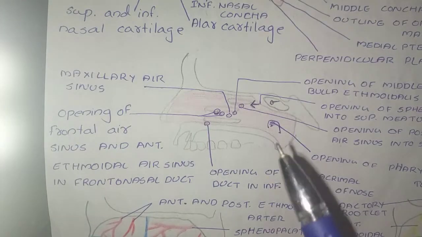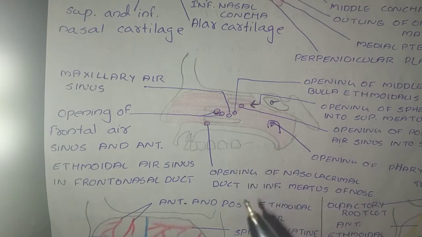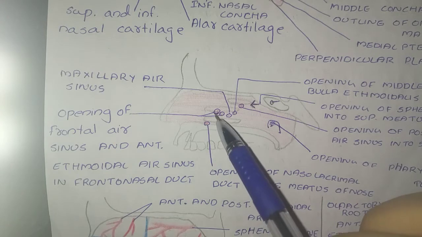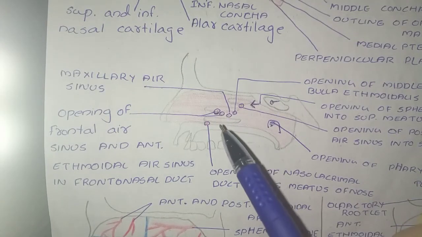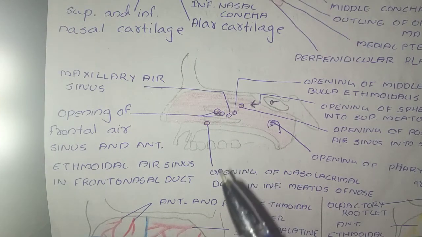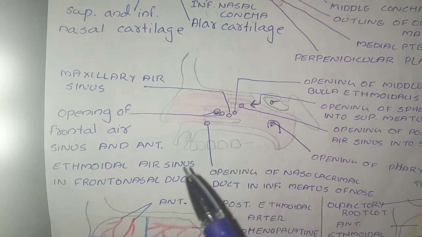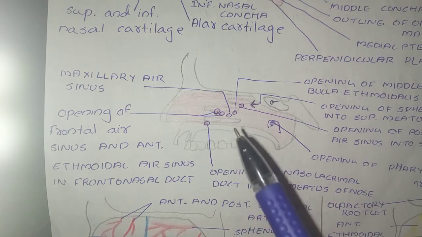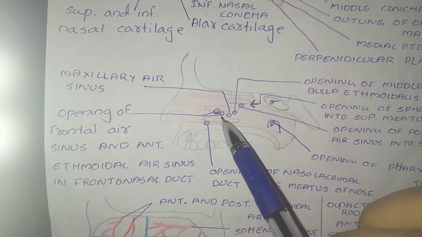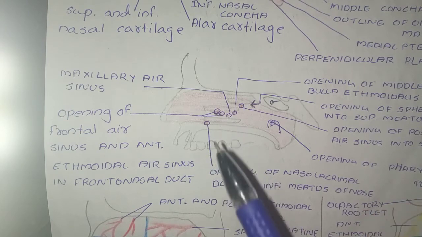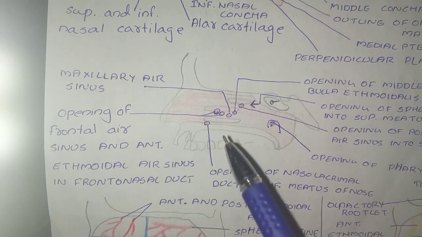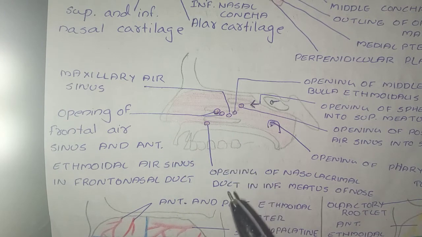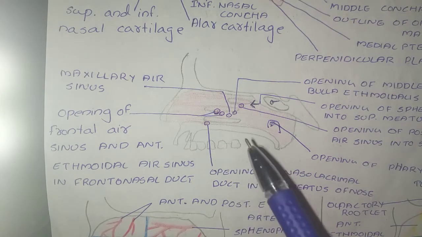of the bulla. And it is the opening of the frontal air sinus, which we can see here, and is in the anterior part of the hiatus semilunaris. Now, the opening of the anterior ethmoidal air sinus is present behind the opening of the frontal air sinus, which we can see here.